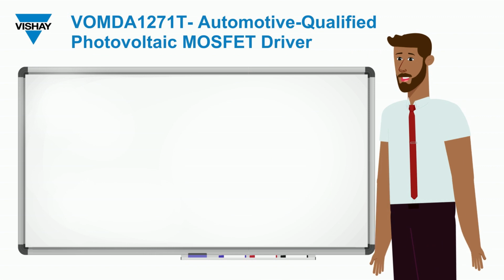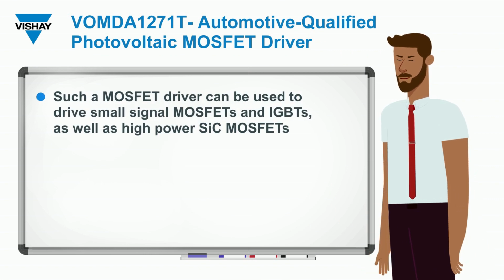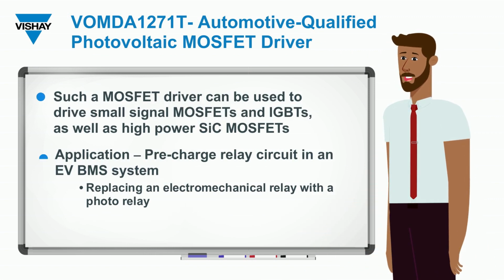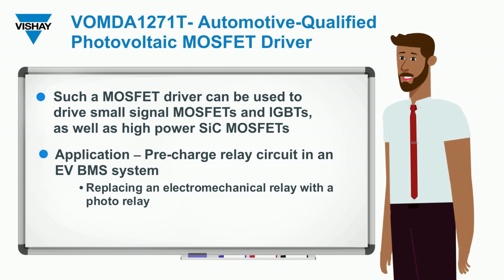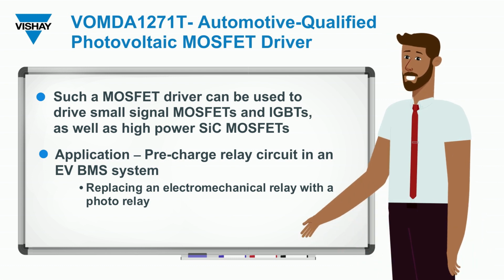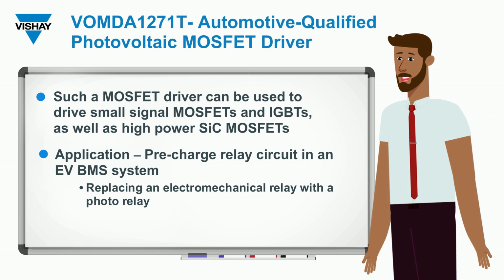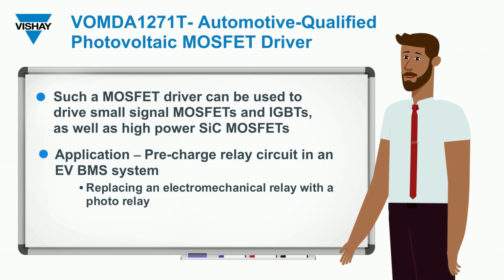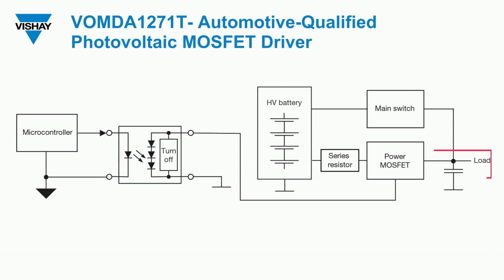Now let us discuss a pre-charge application in an electric vehicle's BMS system. The pre-charging relay circuit is empowered using Vishay's MOSFET driver VOMDA1271. In this application, first, the MOSFET driver turns on the power MOSFET and the capacitor charges to a certain level. Once the capacitor has reached this predefined charging, the power MOSFET is turned off and the main switch turns on.